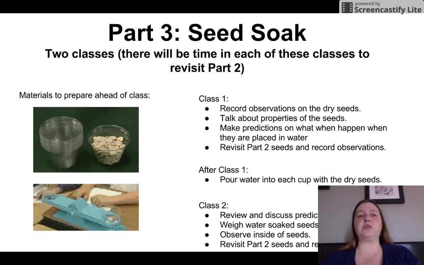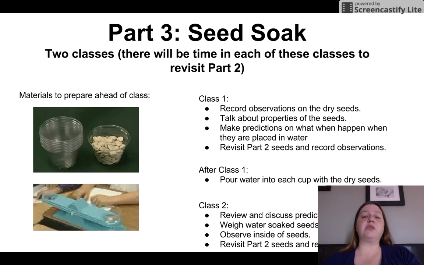Part 3, the soaked seed. So this is going to be 2 classes. The first class is going to be a little bit longer than the second class. So for the first class, they're going to observe the dry seed, talk about the properties, make predictions, what's going to happen when they're placed in water.